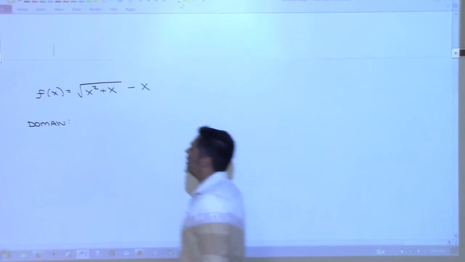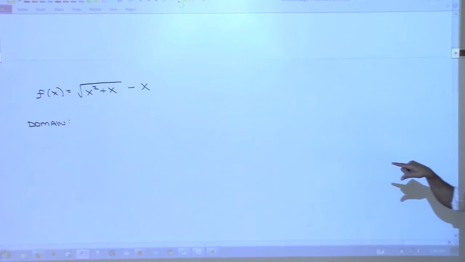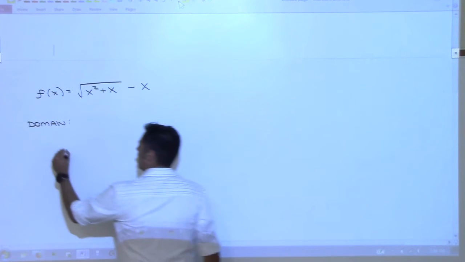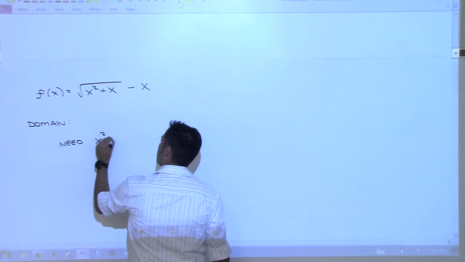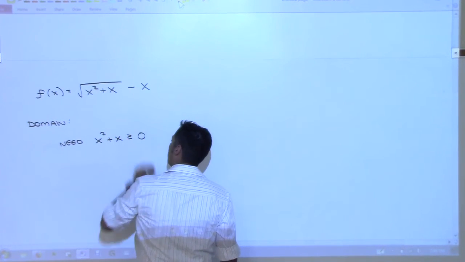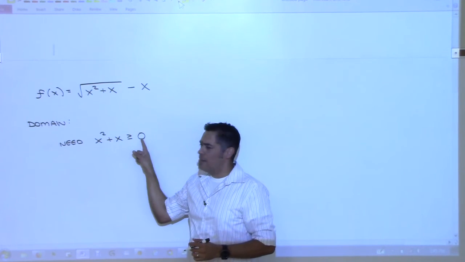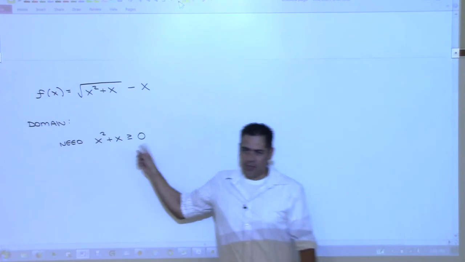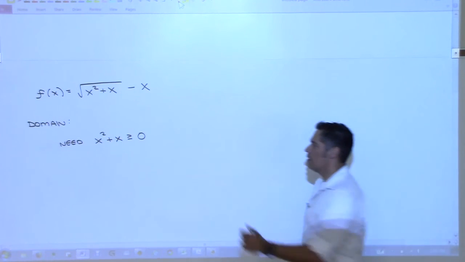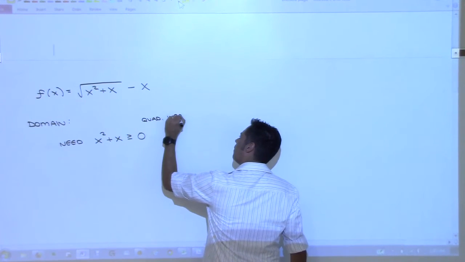Okay, so what would cause a problem for this function? If what's underneath that root was negative, right? So here's what we need. For this thing to make any sense, we need x squared plus x to be greater than or equal to 0. We need the radicand, the thing under the radical, to always stay positive, or it could be 0. It's okay to take the square root of 0, right? So this is what we need. This right here has a name. This is called a quadratic inequality.